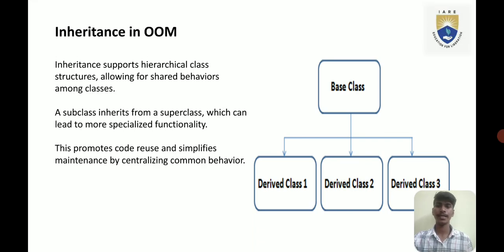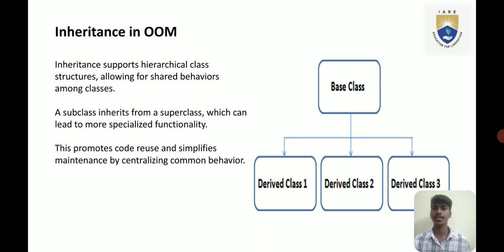Then, inheritance in object-oriented modeling. Inheritance in object-oriented modeling and object-oriented programming are the same. Inheritance supports hierarchical class structures, allowing for shared behaviors among classes. A subclass inherits from a superclass, which can lead to more specialized functionality. This promotes code reuse and simplifies maintenance by centralizing common behavior.